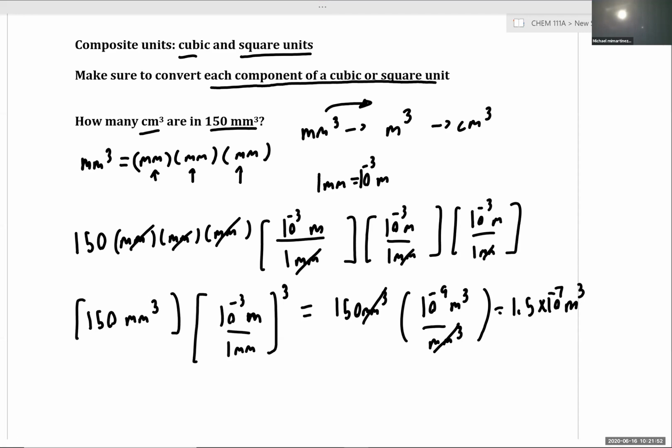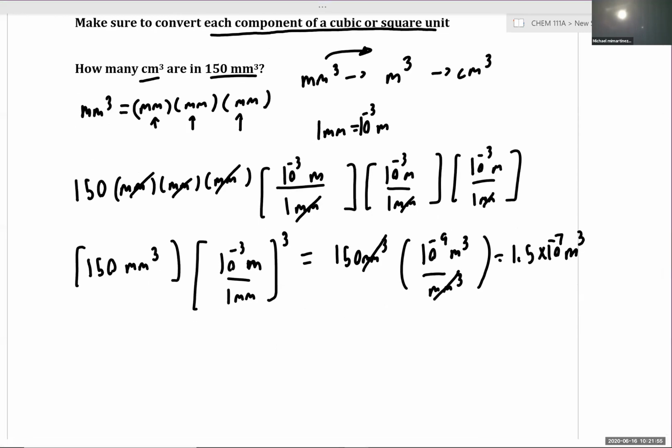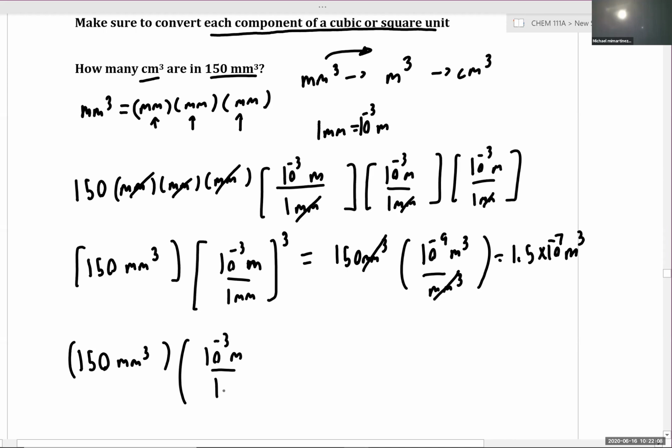Okay, so now that we have the basic theory behind this, let's execute this from scratch once again. So we have 150 millimeters cubed. We know that there are 10 to the negative third meter in 1 millimeter. We're going to cube our conversion factor. Now, if our end goal is to go from meter cubed to centimeter cubed, what units should we put on top? Centimeters, yep.